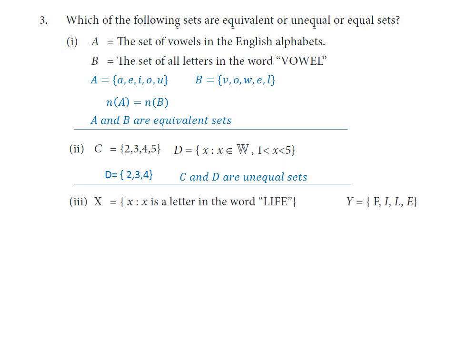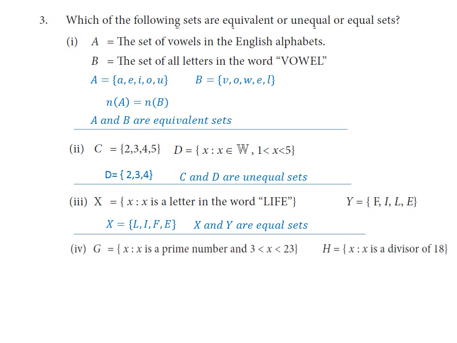Next one: X is equal to the set of all x, where x is a letter in the word life, L-I-F-E. The set Y is given as F-I-L-E. The letters are the same. So by seeing this, you can decide X and Y are equal sets.